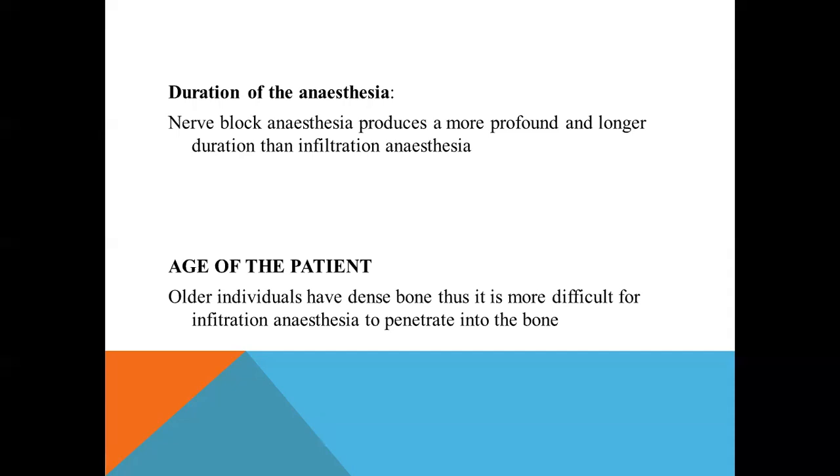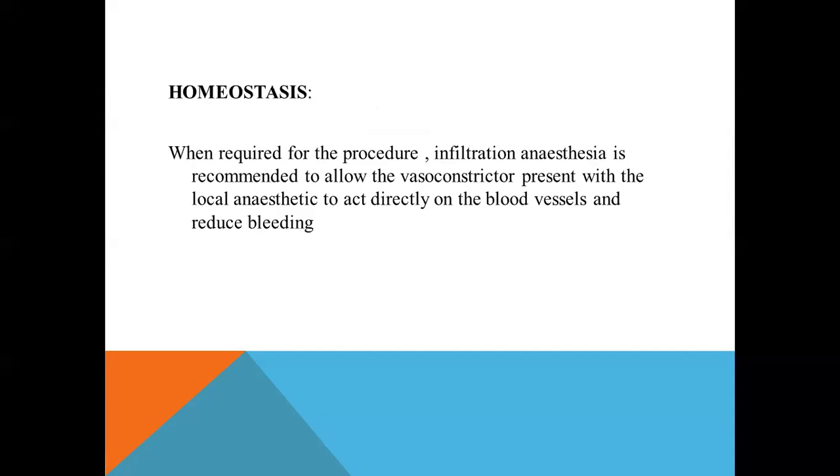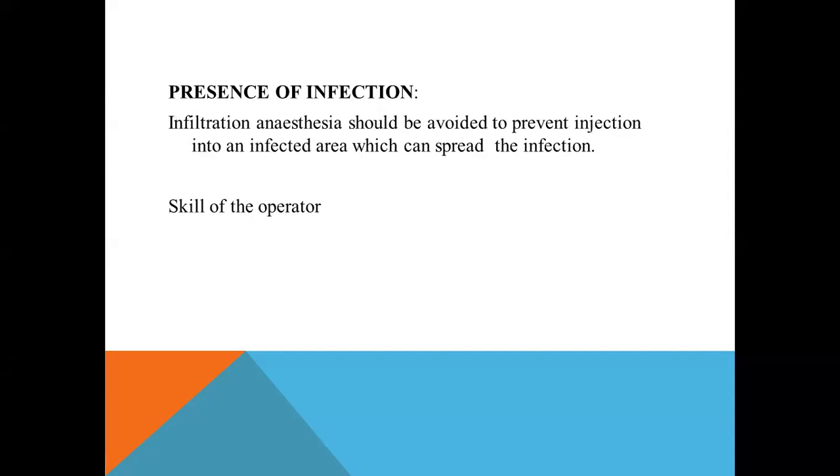Duration of anesthesia: the nerve block produces a prolonged period of anesthesia. That should be remembered. Age of the patient: the older the individual, the denser the bone, and the denser the bone, the more difficult infiltration becomes. Coming to hemostasis, when required for the procedure, infiltration anesthesia is recommended to allow the vasoconstrictor in the local anesthetic to act directly on the blood vessels and reduce bleeding. The last factor is the presence of infection. Infiltration anesthesia should be avoided to prevent the infection from spreading to the adjacent site. Keep that in mind.